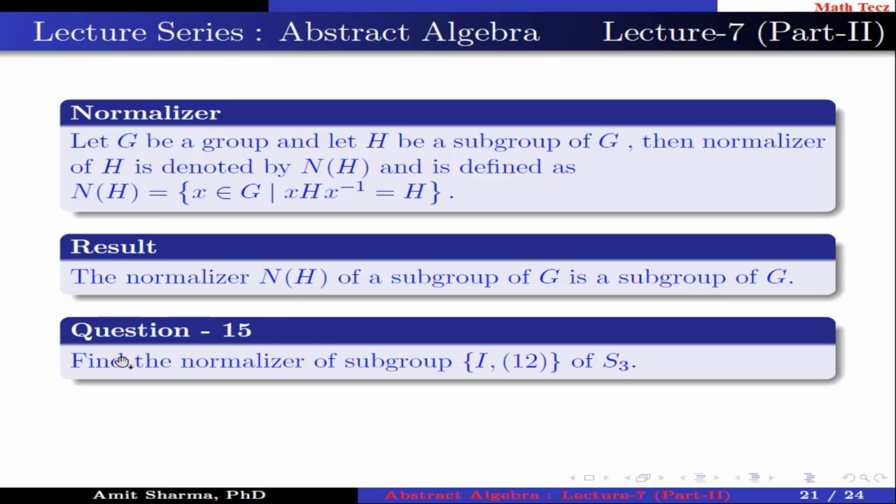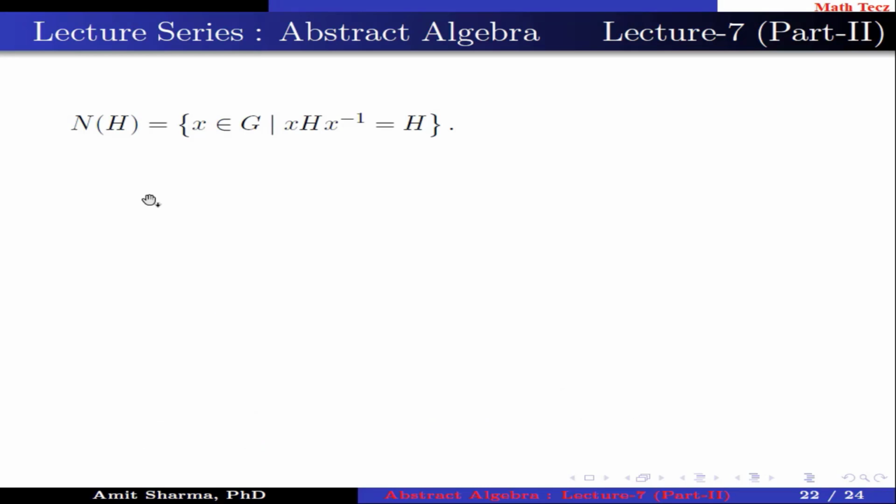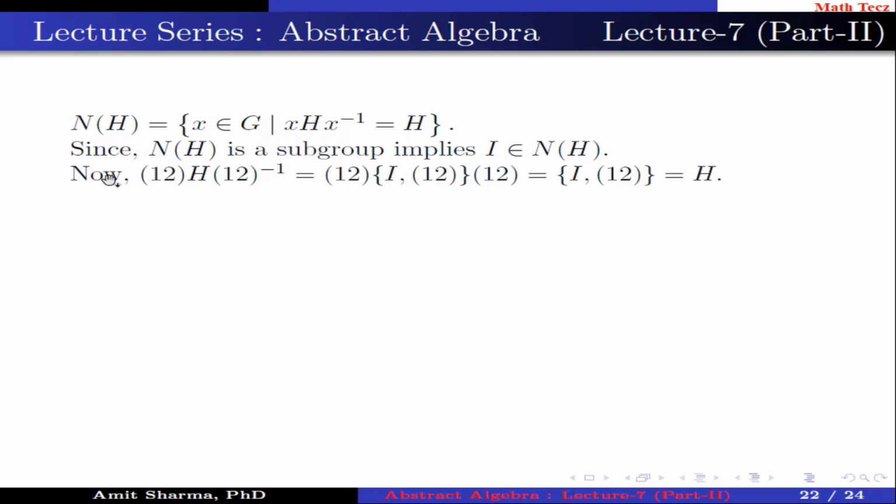Question number 15. Find the normalizer of subgroup identity, (1 2) of S3. S3 containing the element identity, (1 2), (1 3), (2 3), (1 2 3), (1 3 2). Let H containing the element identity, (1 2). Normalizer of H is equal to X belongs to G such that X H X inverse is equal to H. Since normalizer of H is a subgroup, implies I belongs to N(H). Now, the product of (1 2) H and (1 2) inverse is equal to identity and (1 2), which is equal to H, implies (1 2) belongs to N(H).